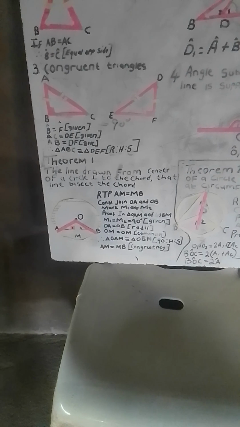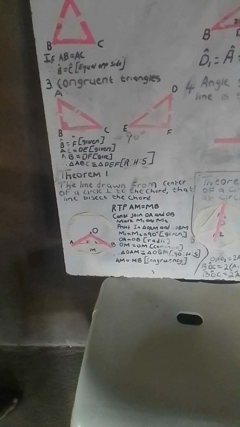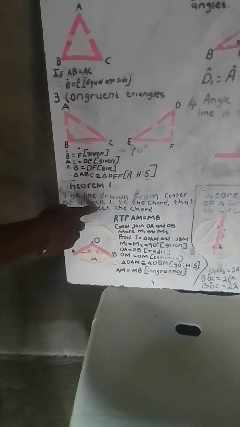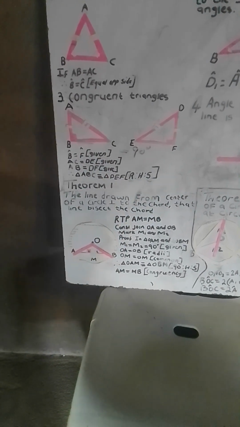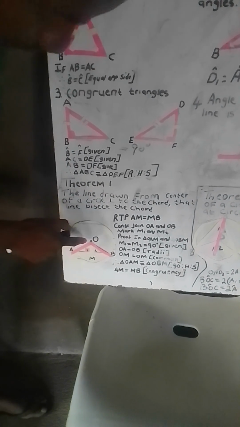The first theorem states that the line drawn from the center of a circle perpendicular to the chord bisects the chord. Here it is. This theorem is saying that the line drawn from the center of a circle perpendicular to the chord. Note that AB is our chord. The line drawn from the center of a circle perpendicular to the chord, they say that this line bisects the chord.